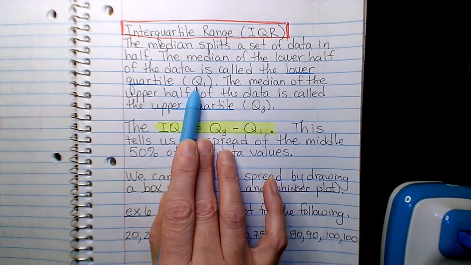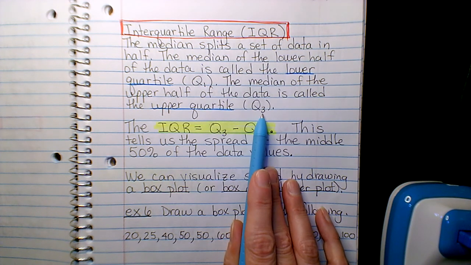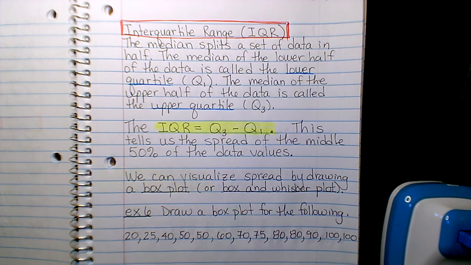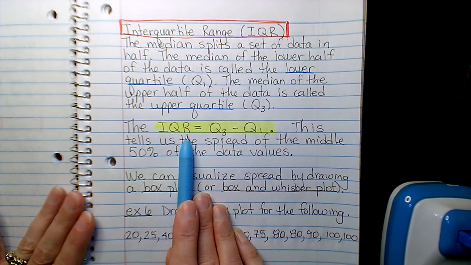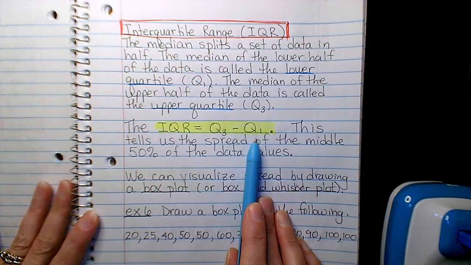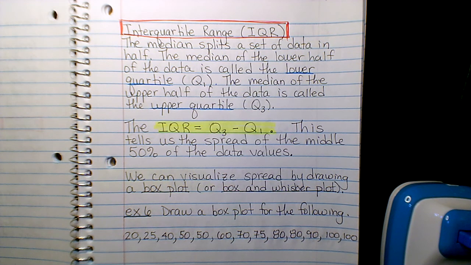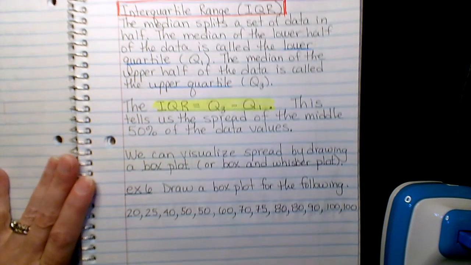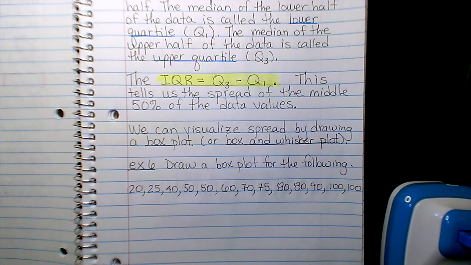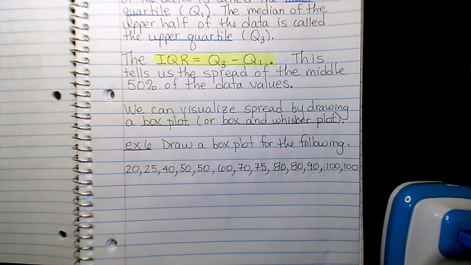The median of the upper half is called the upper quartile. We use Q1 for the lower, Q3 for the upper. That's because the median is Q2. That's the middle quartile there. The interquartile range is just the upper minus the lower. This tells us how spread out the middle 50% of the data values are. We can visualize this spread by drawing something called a box plot or a box and whisker plot. So let's draw one of those.